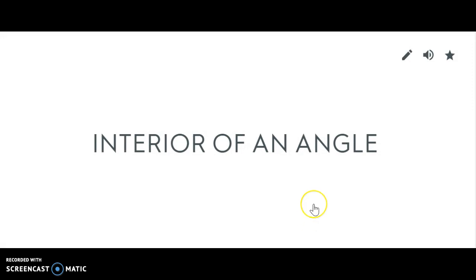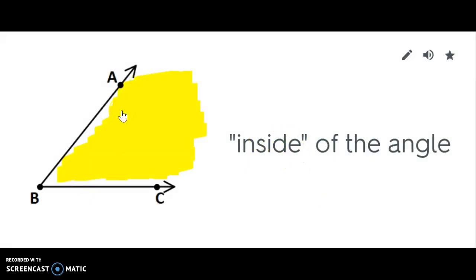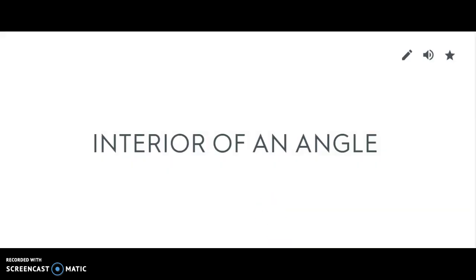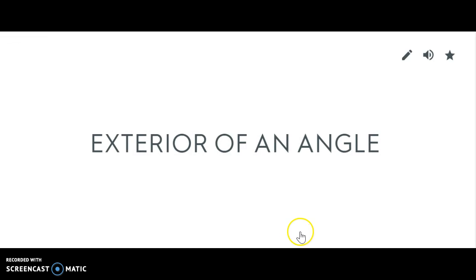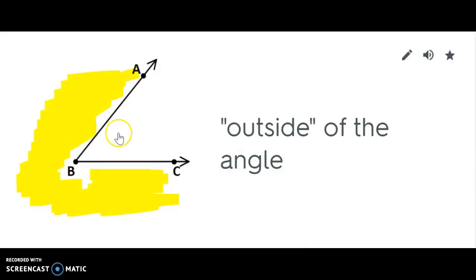Now, when you talk about an angle, you have to know the interior and exterior. Interior is on the inside, so it's this whole shaded yellow region of that angle. If you have the interior, you also have the exterior. So the exterior of the angle is on the outside, and it's everything outside of the angle.